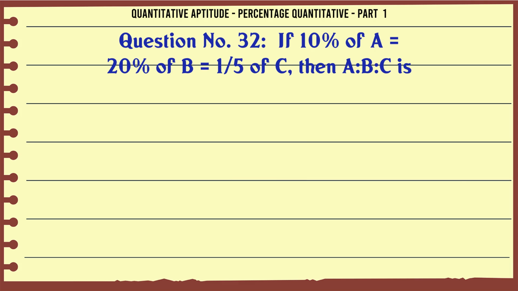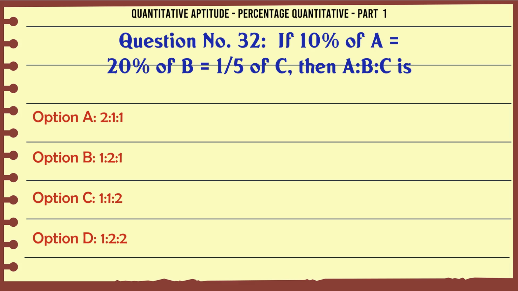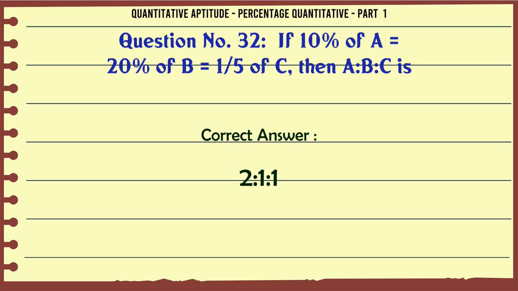If 10% of A is equal to 20% of B is equal to 1/5 of C, then A, B, C is A. 2, 1, 1. B. 1, 2, 1. C. 1, 1, 2. D. 1, 2, 2. The correct answer is 2, 1, 1.